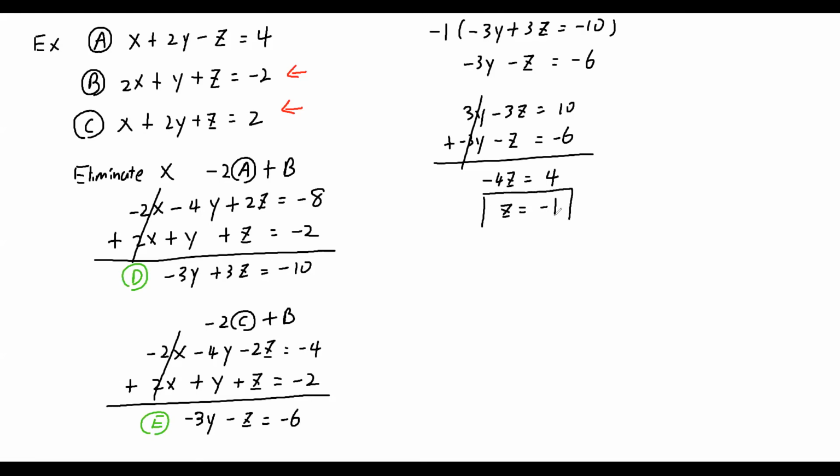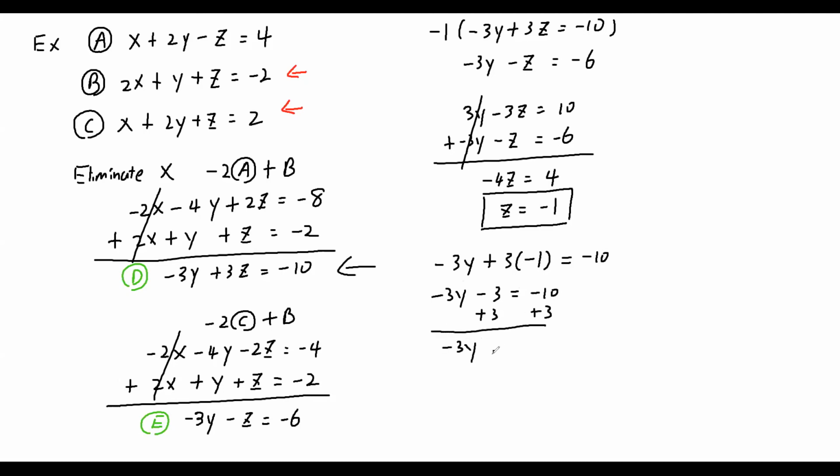Now we have successfully obtained one of the variables. All we have to do is plug it back into the equation that has two variables and solve for the other variable. Why don't we choose equation D? It actually does not matter which equation you choose. So we have negative 3y plus 3 times negative 1 equals negative 10. Negative 3y minus 3 equals negative 10. Add 3 on both sides, we get negative 3y equals negative 7. Divide both sides by negative 3, y is equal to 7 over 3.